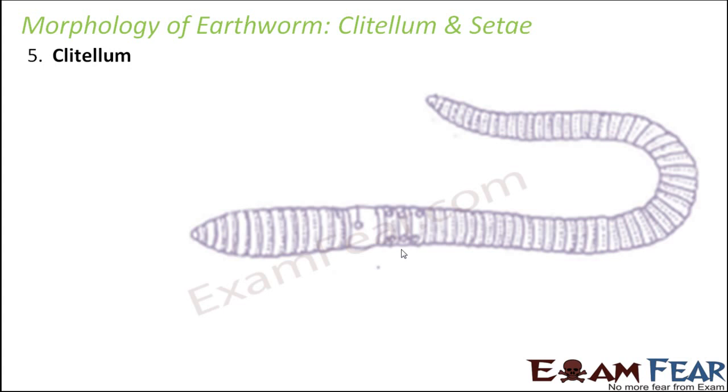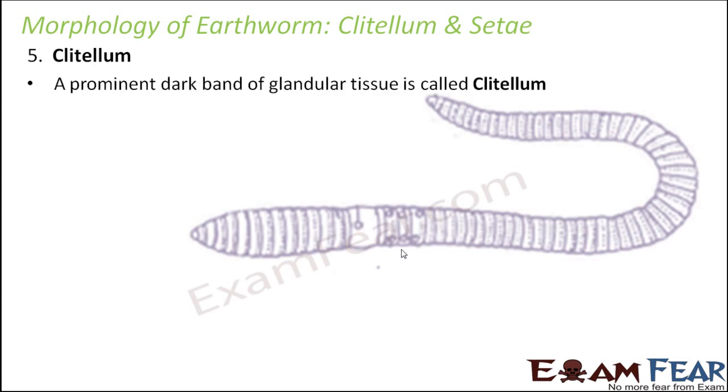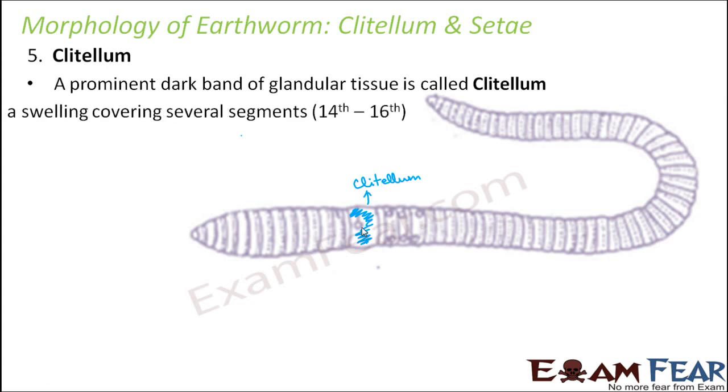We'll first talk about Clitellum. It is a prominent dark band of glandular tissue which is called as Clitellum. So where do we see this? If you look at the body of the earthworm, if you look at this area, this particular area is the Clitellum. So it is a dark colored glandular tissue which is present in the body of earthworm. So this is called Clitellum.